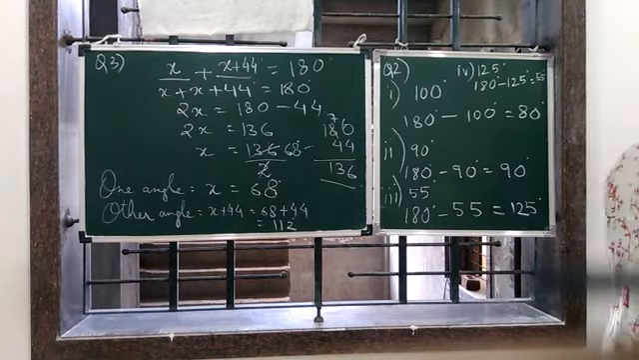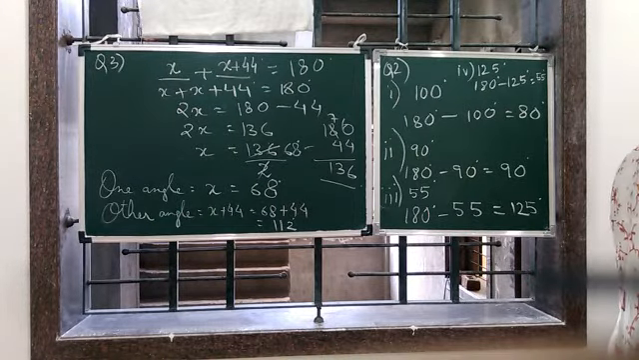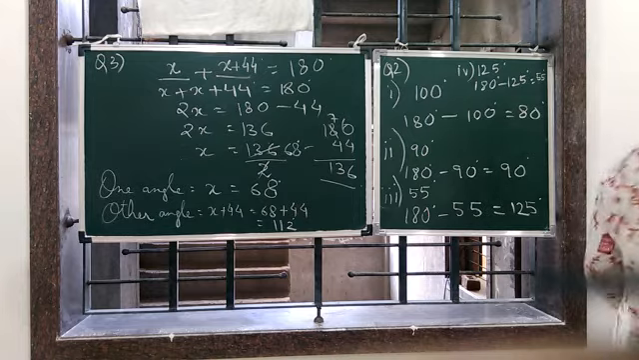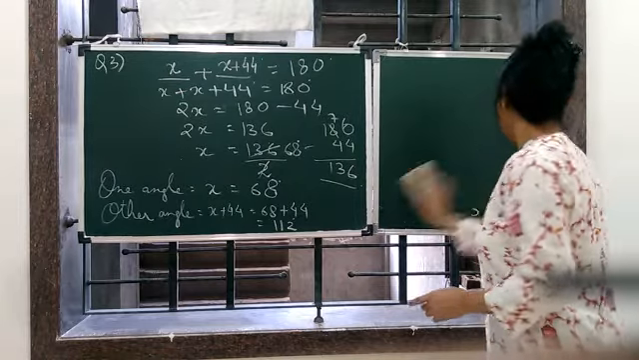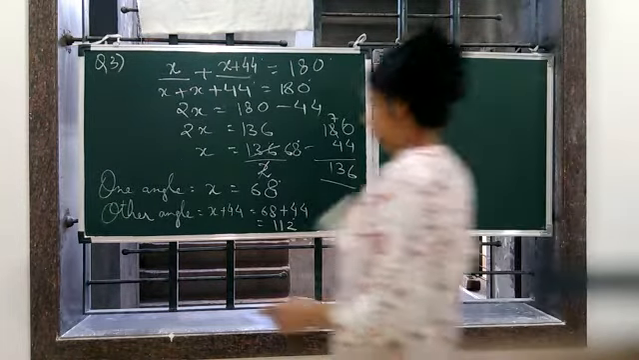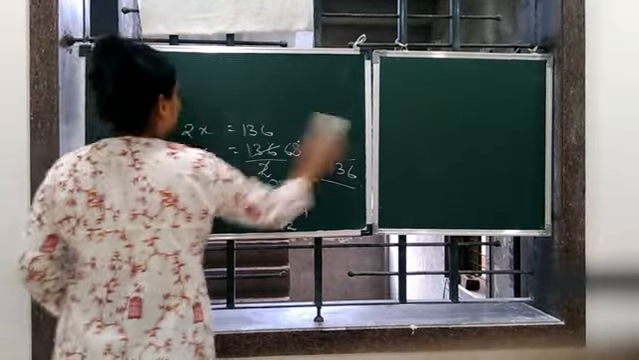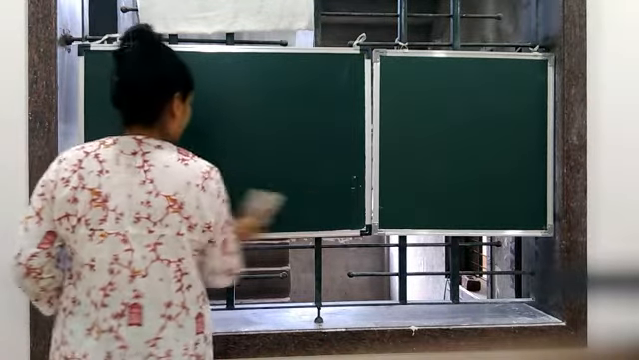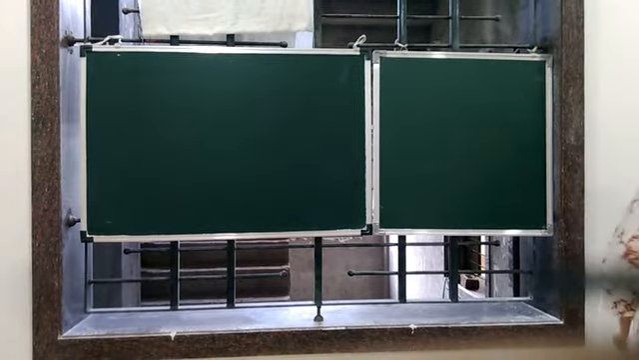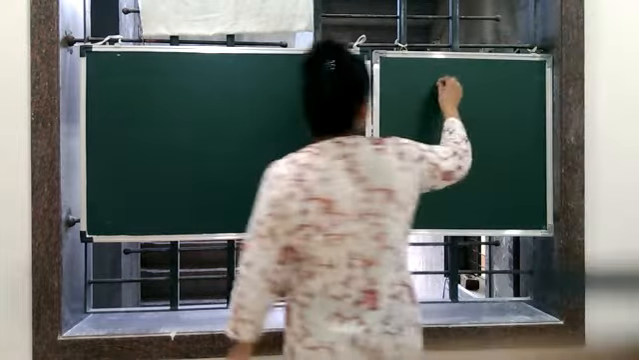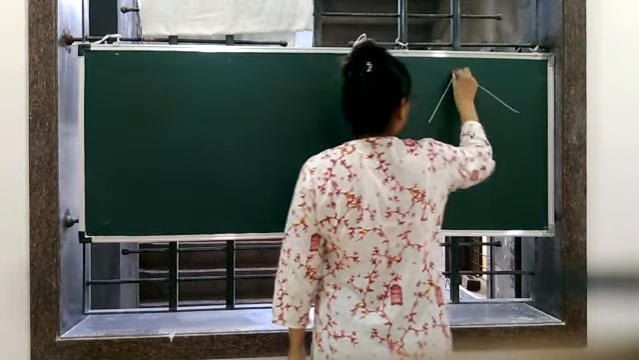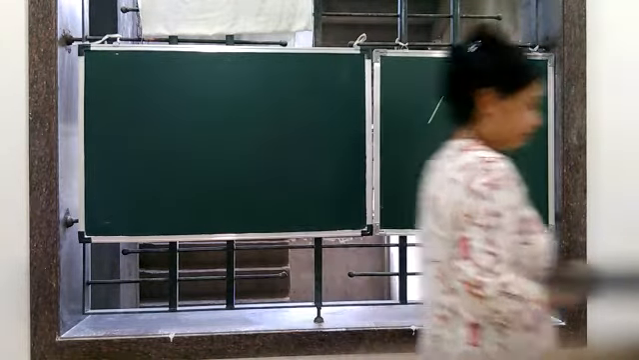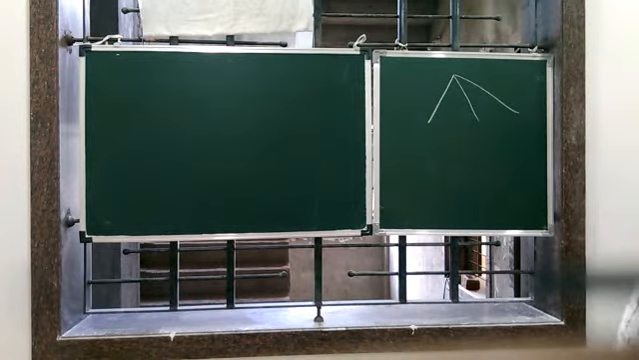This completes the trivies of page 97. Now we go to the next topic. I will first make a figure. Something like this. The figure is made in your book. It is the figure of your book only.